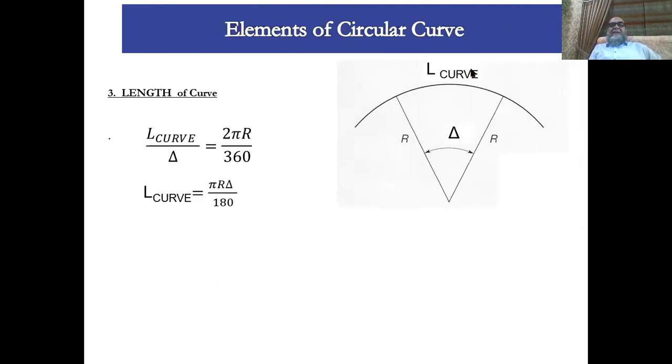The third relation is called the length of the curve. This is the distance from this point to this point. Again, we will use the same relation. That is, length of the curve over delta, and the length of the total curve is 2 pi R, and for the total length this angle is 360. So length of the curve is simply pi times radius times delta over 180.